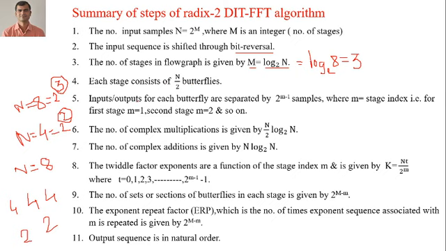Now the input and output of each butterfly are separated by 2 raised to m minus 1 samples, where m is the stage index, that means the number of the stage. For stage 1 you consider the stage index as 1, and for stage 2 it is 2. Now let me tell you one example. So see here, the input and output are separated by 2 raised to m minus 1.